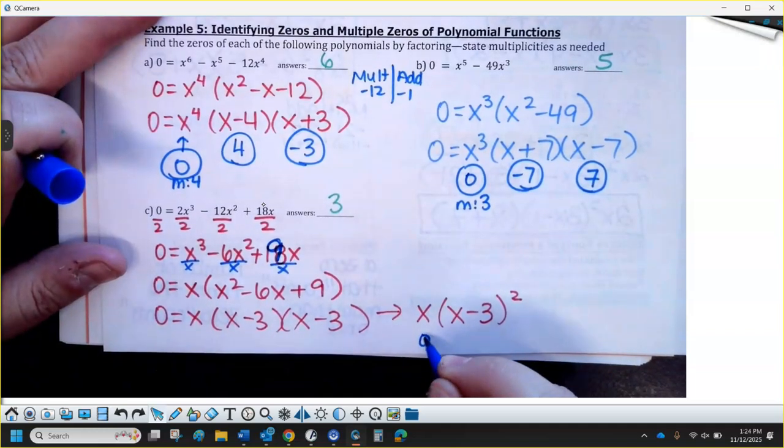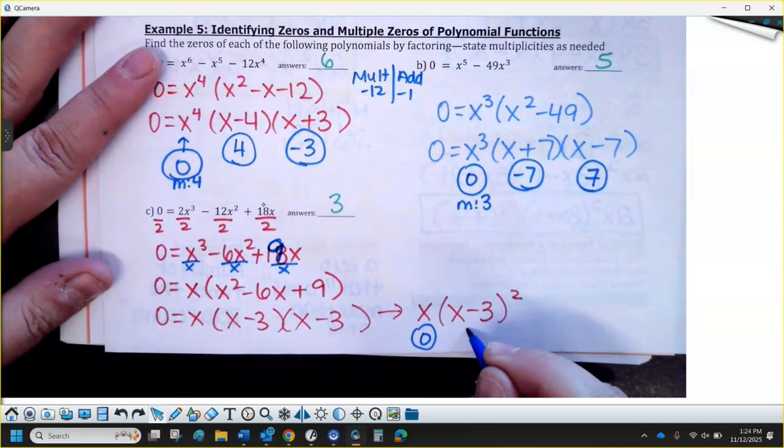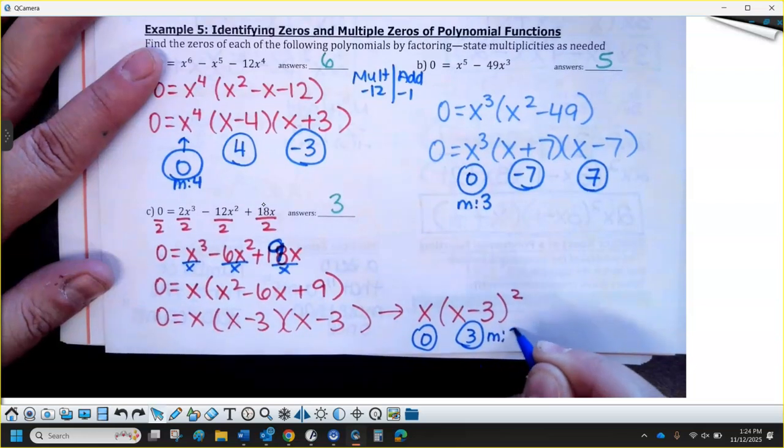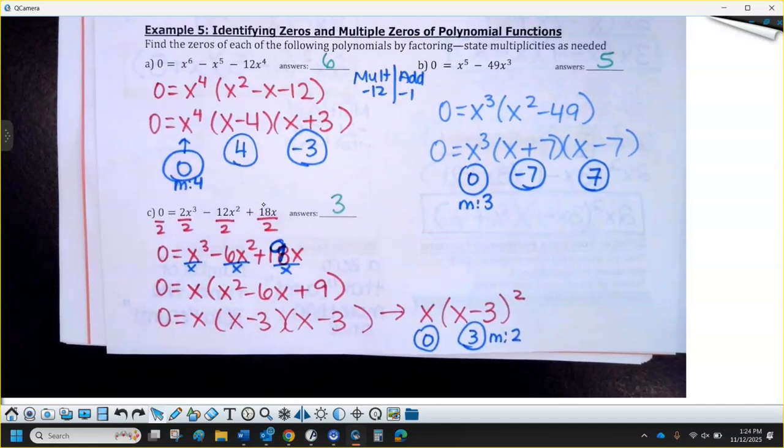All right, so we're supposed to have 3 answers, right? 0 is one of the answers. There's no exponent in that situation, so just one answer. I get 3, but that has a multiplicity of 2 because you saw that factor written twice. I squished it together. You could write it in either form if you wanted to, but just know if you have more than one of the same factor, that means it's got a multiplicity.